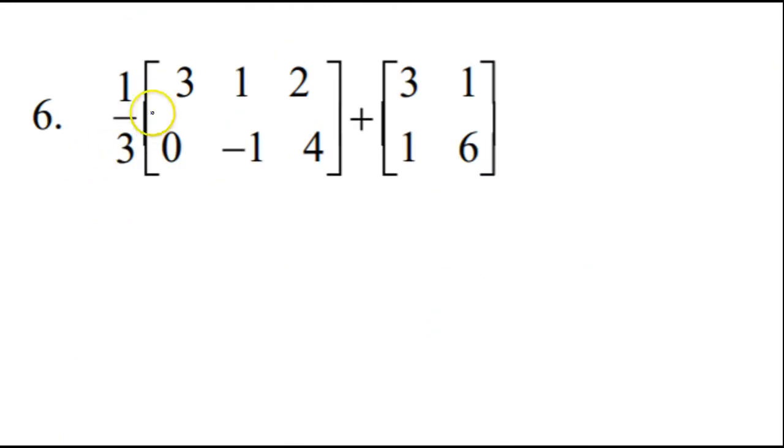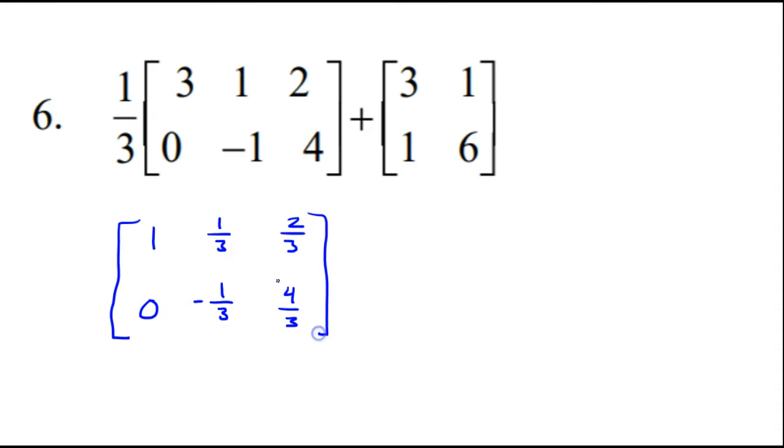Problem number 6. First, we multiply each element by 1/3. 3 times 1/3 is 1. 1/3 times 1 is 1/3. 1/3 times 2 is 2/3. 1/3 times 0 is 0. 1/3 times negative 1 is negative 1/3. 1/3 times 4 is 4/3. So this is what I get when I multiply by a scalar of 1/3.